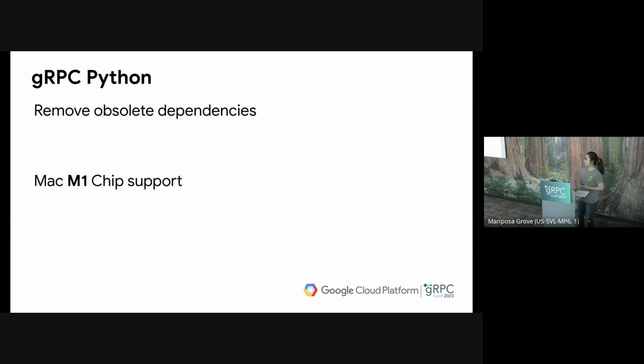In the latest release of gRPC Python, we have removed all the external dependencies. This means gRPC Python now officially has no dependency. Besides this, we also added support for the Mac M1 chip. So in the latest release, you will find Mac universal dynamic libraries, which can run on both M1 and Intel chips.